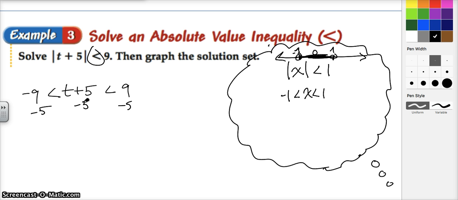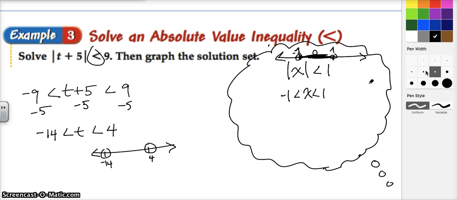Got to isolate the t, so I'm going to get rid of the 5 on all of the sides. Negative 9 plus a negative 5 is going to be a negative 14, less than t, less than 4. And so this is my answer. Graph the solution, no problem. I know that I'm dealing with negative 14 and a positive 4. T cannot equal either of those, and I'm going to shade in between because all of these are possible answers.